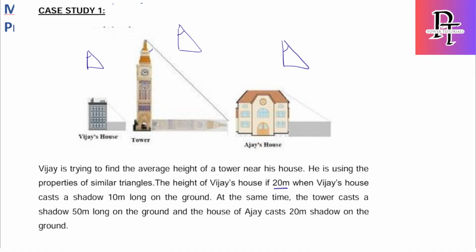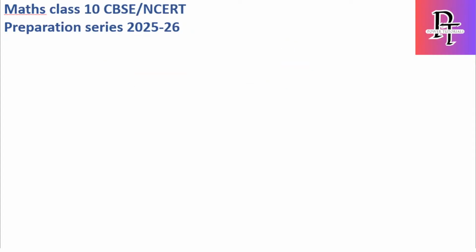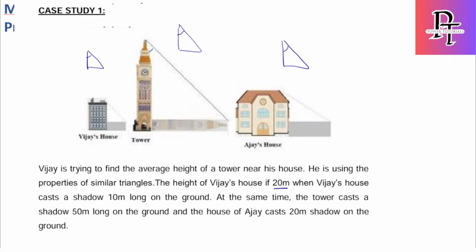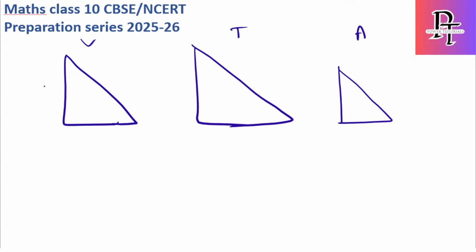So, okay, let me draw one diagram. I'll draw all three diagrams. So this is Vijay's house, this is the tower, and this is Ajay's house. Now let's see what the numbers are. The height of Vijay's house is 20. So he knows the height of his house, which is 20.